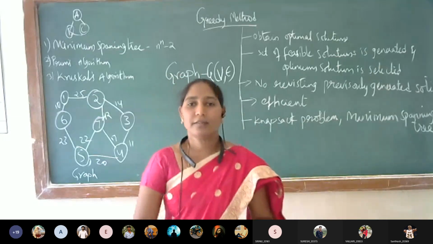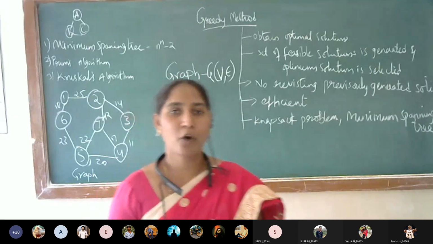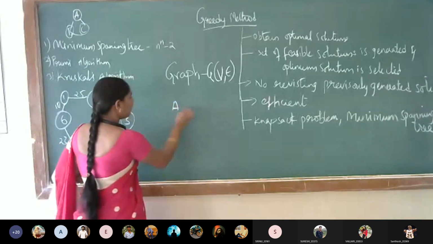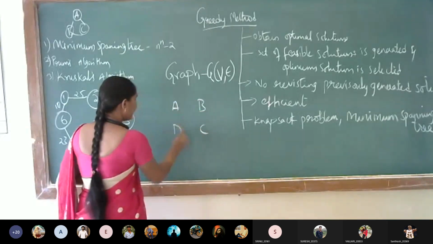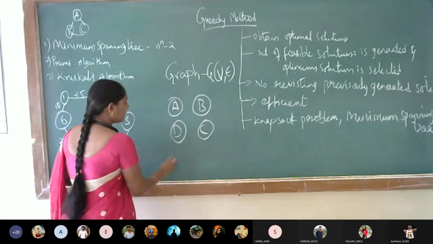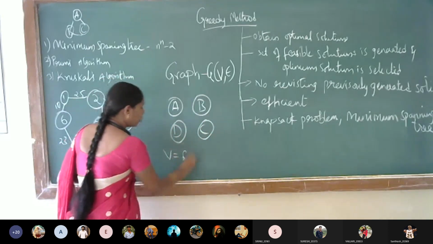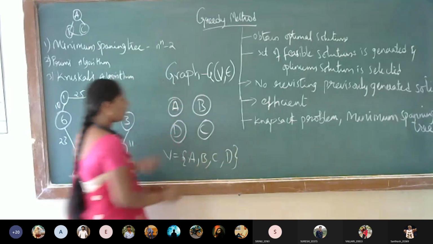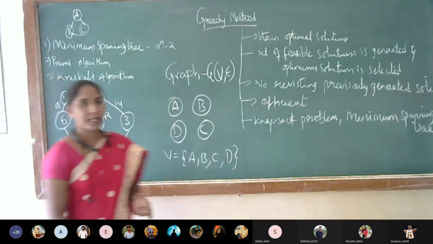The vertices are nothing but the n number of nodes that you have. For example, if I have taken A, B, C and D, these four are said to be vertices. V is equal to A, B, C, D. These are the vertices of my graph.